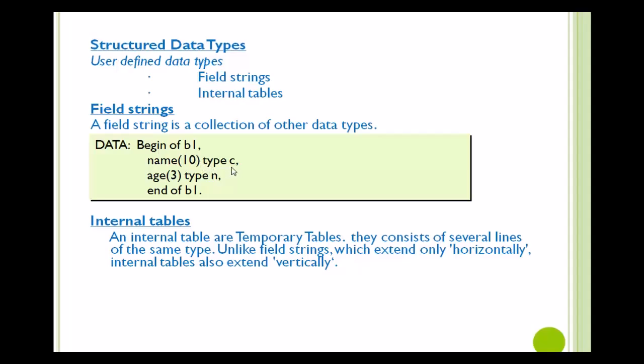A field string can contain a value or memory. If you start with TYPES, it is called a structure type. A structure does not contain any data. If it is started with the DATA keyword, this is like a field string.